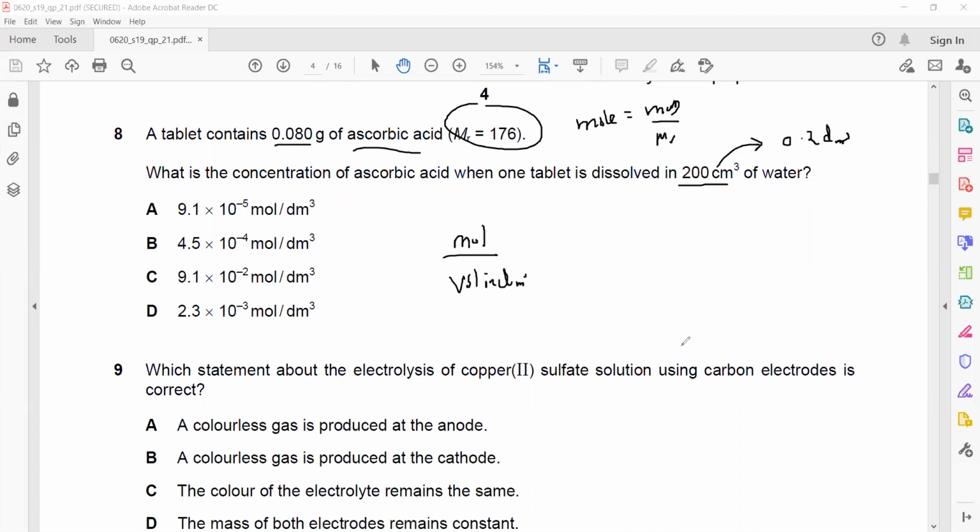So what's the answer for question 8? After calculation, when you divide, how to get moles? 0.08 divided by 176, you will get moles. And that answer divided by the volume, which is 0.2, you will get the concentration.